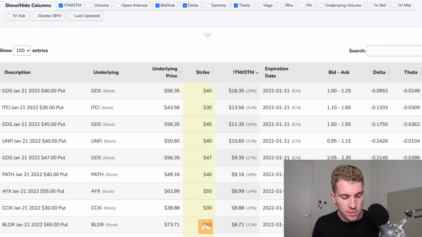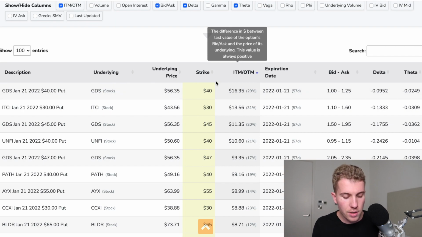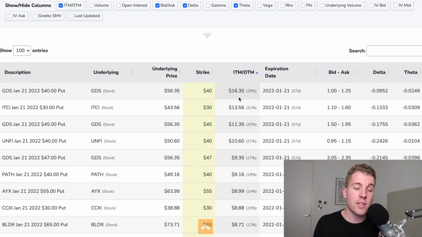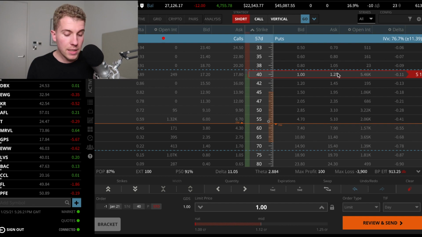For example, if we filtered by the out the money, we have this option on GDS. So GDS for the 40 strike, the underlying price is around $56, and I would get around $1, $1.25. So that's pretty interesting. So let's check it out in Tastyworks. Once again, we can see that I'm basically getting around $1 as the platform said, and it has an open interest of around 5,460 contracts currently being held. So you won't have any problem of liquidity for that stock.